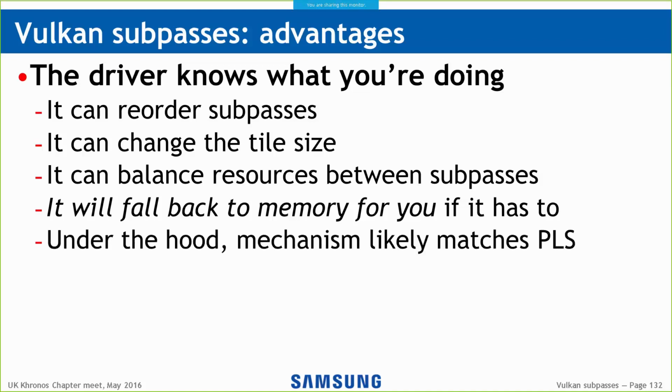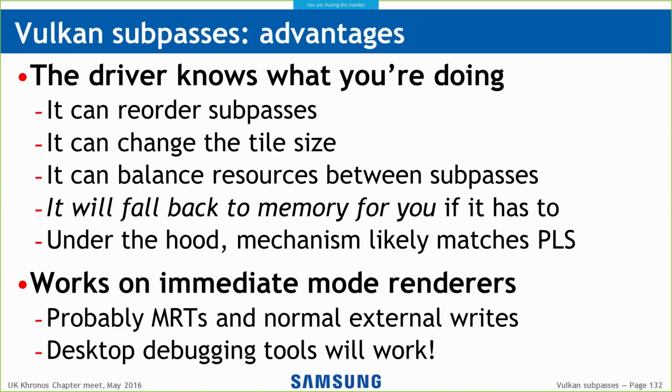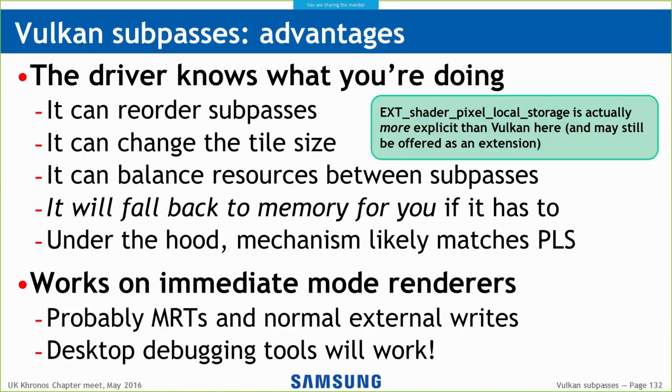The hardware is probably doing pixel local storage on a tiler, but on an immediate mode renderer, it's probably doing multiple render targets or something like that. And it does work on immediate mode renderers, so your desktop debugger will still work, and you don't have to have a completely different pass when you're trying to debug your code. So this is one of the rare cases where pixel local storage is more explicit about what's going on than Vulkan is. Normally with Vulkan, you have to tell it exactly what to do, but this time you're just telling the Vulkan driver to sort out the problem for you. There may be extensions to offer even more control, but it's very useful to have this portable mechanism for them.